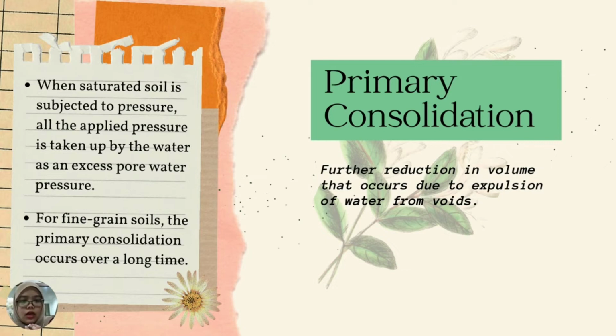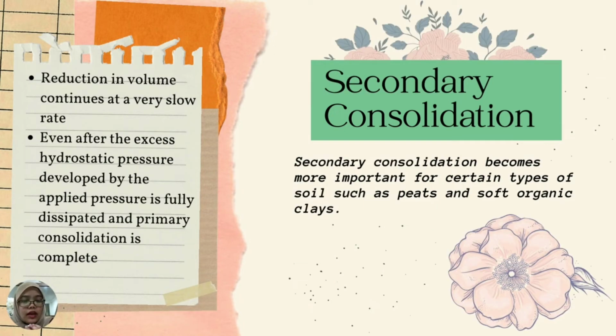When the saturated soil is subjected to pressure, all the applied pressure is taken by the water as excess pore water pressure. For a fine-grained soil such as clay, the primary consolidation always occurs over a very long period of time. For the last component, which is secondary consolidation, it happens when the reduction in volume continues at a very slow rate, even after the excess hydrostatic pressure developed by the applied pressure is fully dissipated and the primary consolidation is complete.